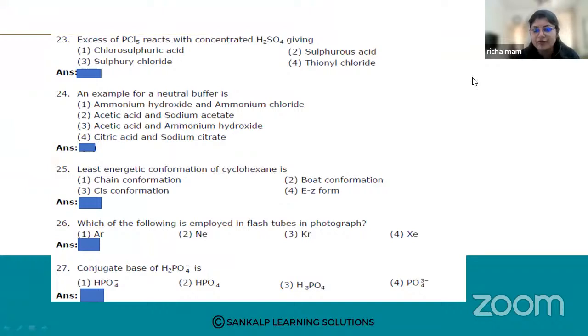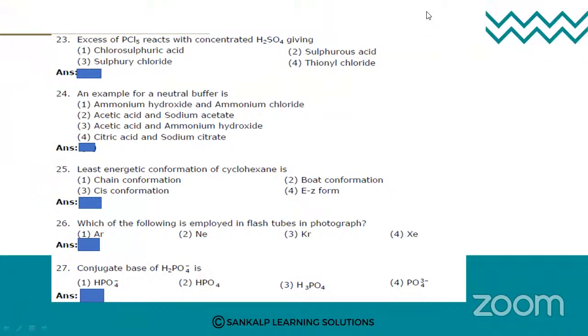Excess of PCl5 reacts with concentrated H2SO4, giving you 1. Chlorosulfuric acid, 2. Sulfurous acid, 3. Sulfuryl chloride, and D. Thionyl chloride. Excess of PCl5 reacts with concentrated H2SO4, giving.